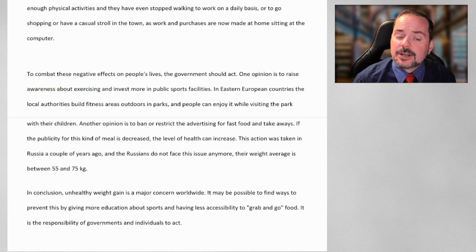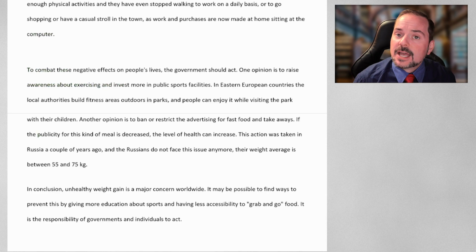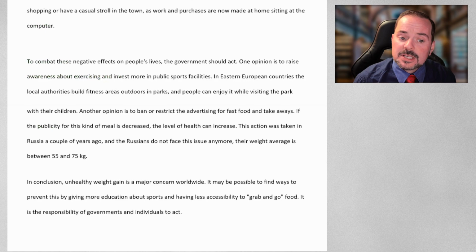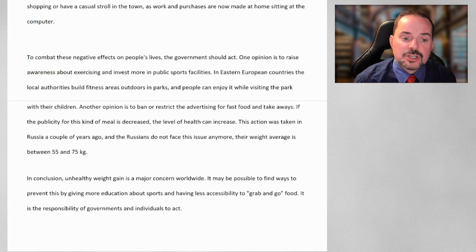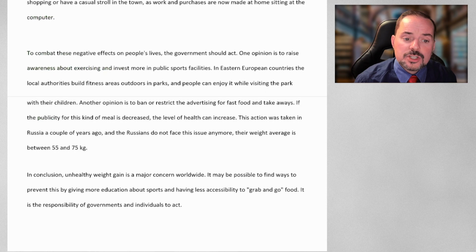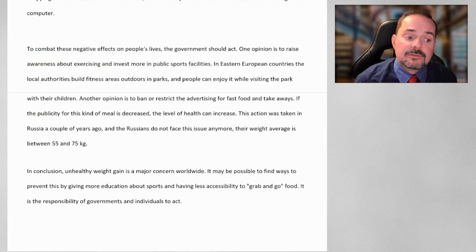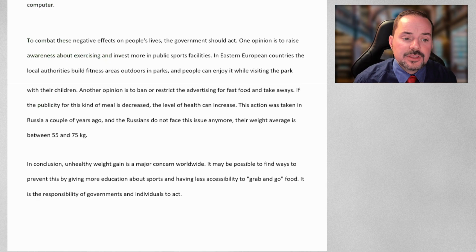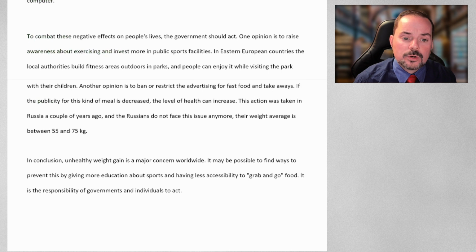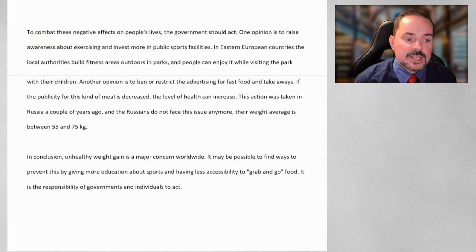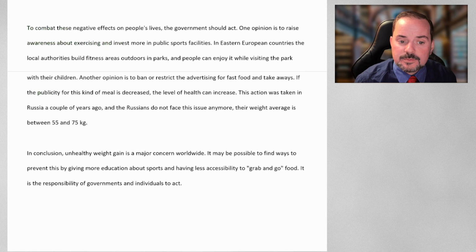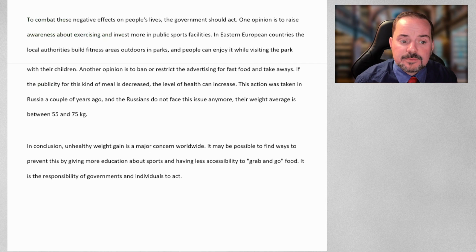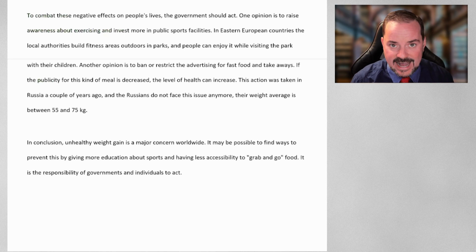Another opinion is to ban or restrict the advertising of fast food and takeaways. If the publicity for this kind of meal is decreased, the level of health can increase. This action was taken in Russia a couple of years ago, and the Russians do not face this issue anymore. The weight average is between 55 and 75 kilograms. In conclusion, unhealthy weight gain is a major concern worldwide. It may be possible to find ways to prevent this by giving more education about sports and having less accessibility to grab-and-go food. It is the responsibility of governments and individuals to act.